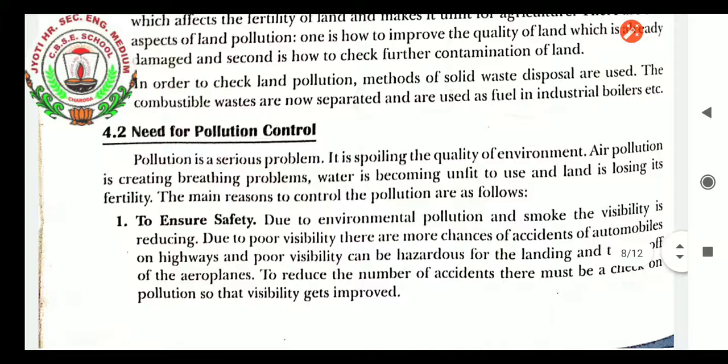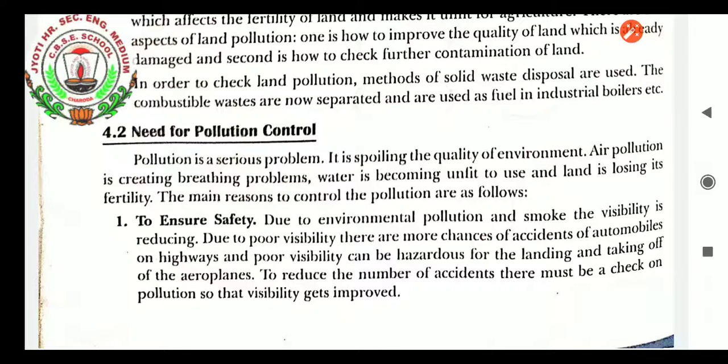Need for pollution control. What is the need for having control over pollution? Pollution is a very serious problem, students. It has to be sorted out. It is spoiling the quality of the environment: air pollution is creating breathing problems, water is becoming unfit for use, and land is losing its fertility. The main reasons to control pollution are as follows.